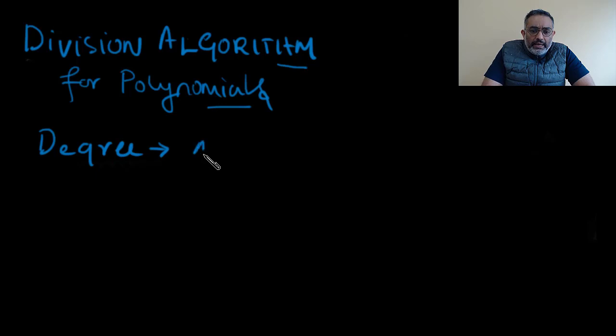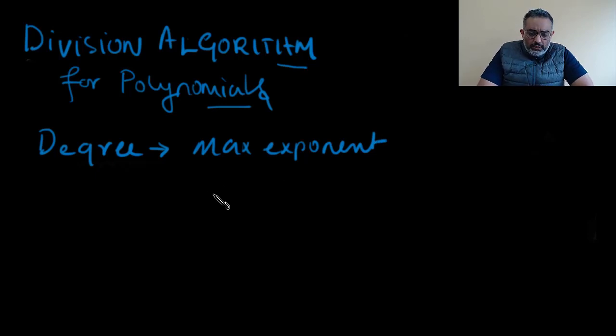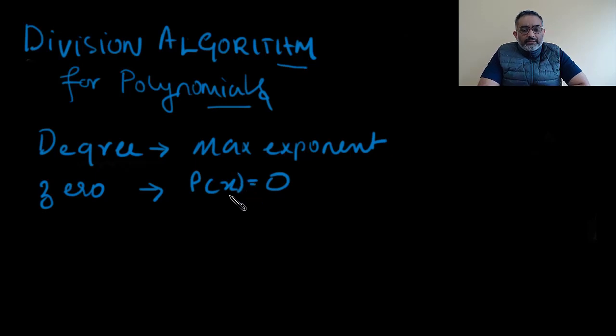It is the max exponent, or the highest power of the variable in the polynomial, is called the degree. Then zero of a polynomial is the point where the polynomial p of x is equal to 0. Remember, this is not the point where x equal to 0, it is the point where p of x, the entire polynomial, is equal to 0.